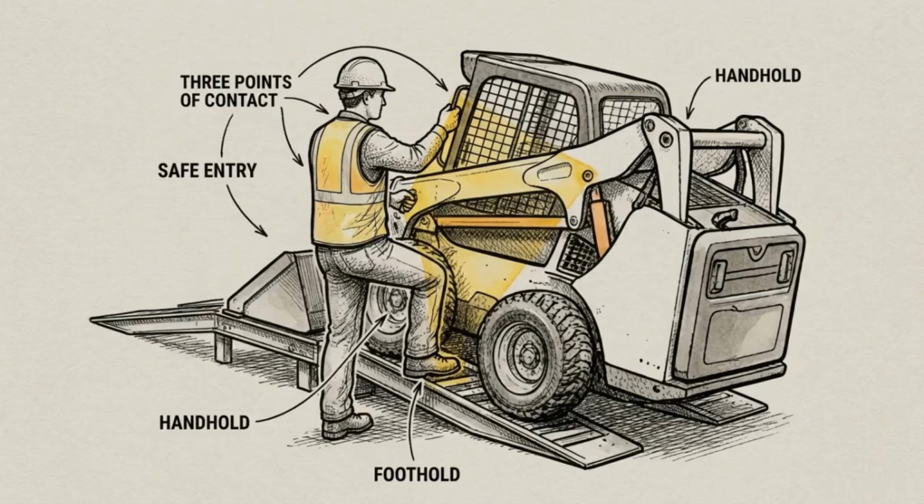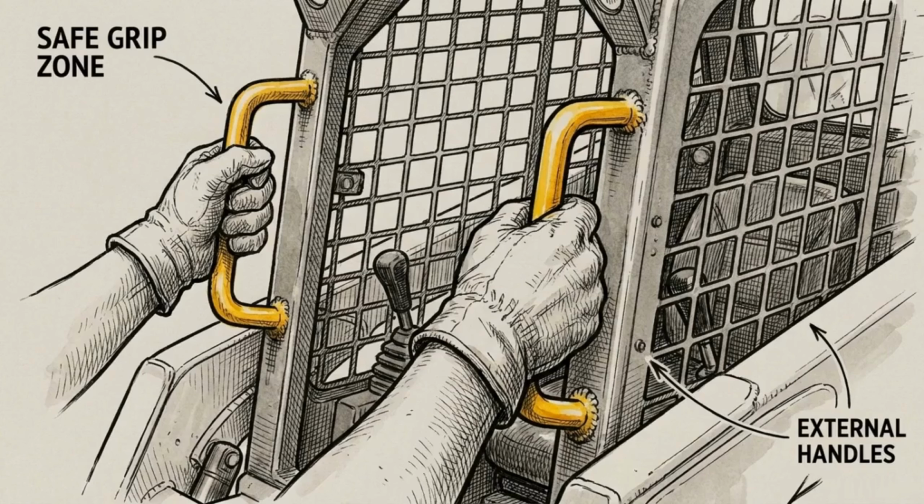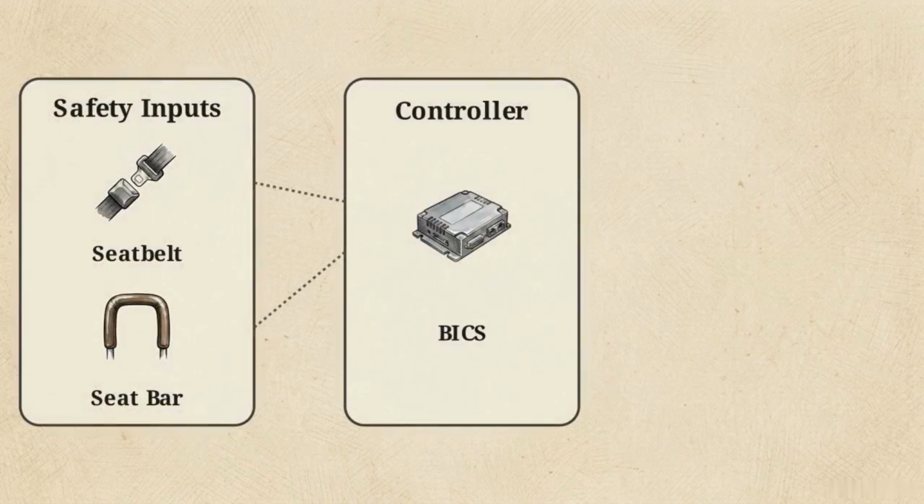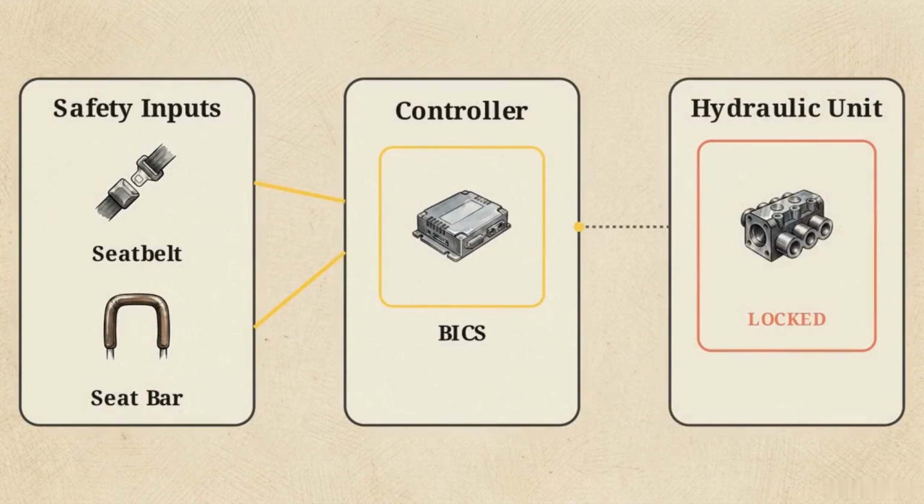Enter the machine using 3 points of contact, 2 hands and 1 foot, and use the built-in grab handles to reach the seat without touching the controls. Once seated, lower the seat bar and buckle the seatbelt. This activates the Bobcat Interlock Control System, or BICS, which monitors these inputs to electronically unlock the hydraulic valves.